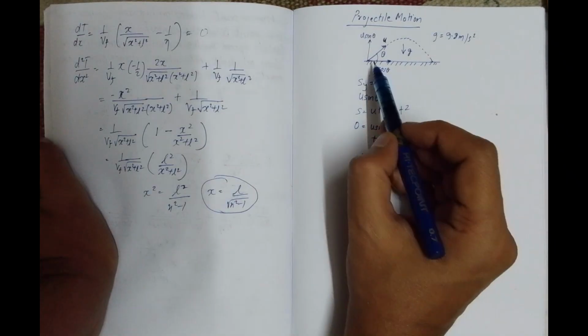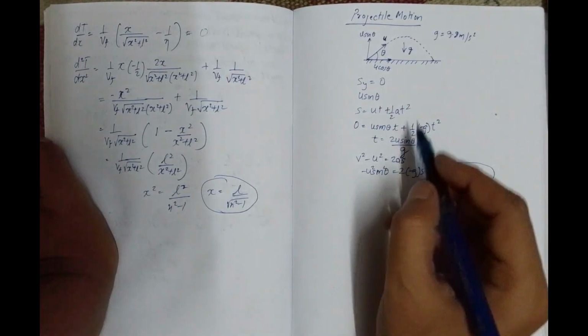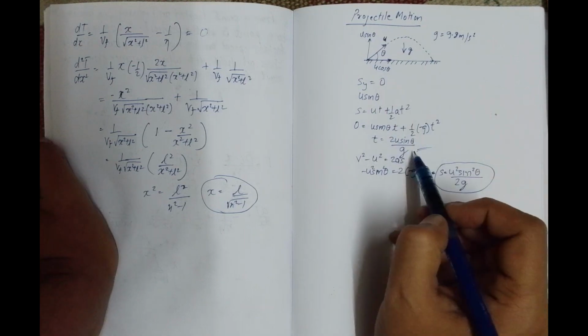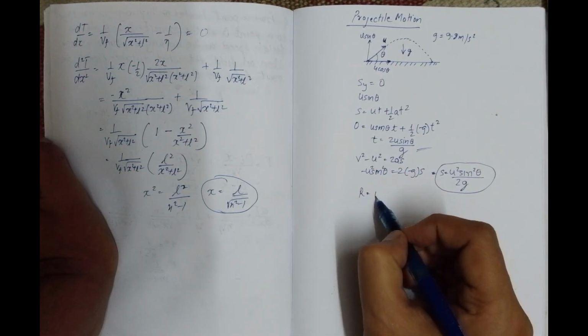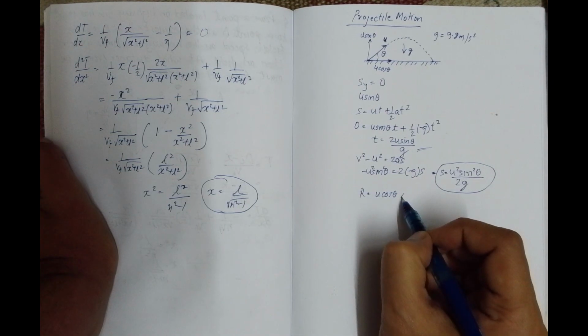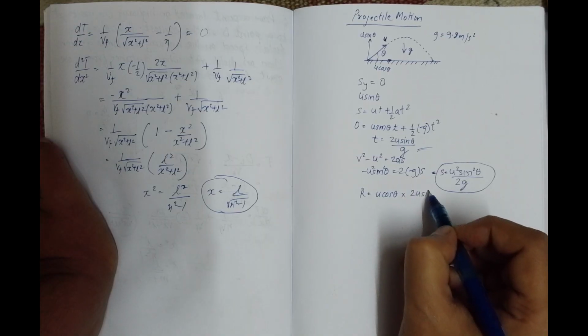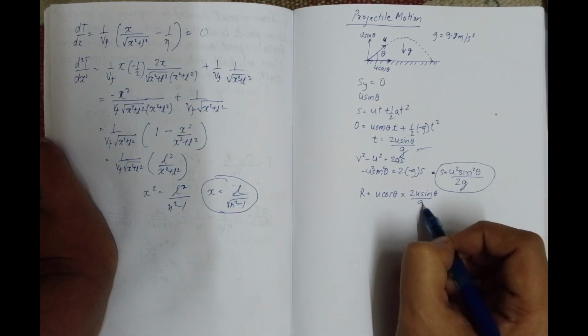What is the total range? This distance is u cos theta multiplied by this time, u cos theta multiplied by 2u sin theta by g.